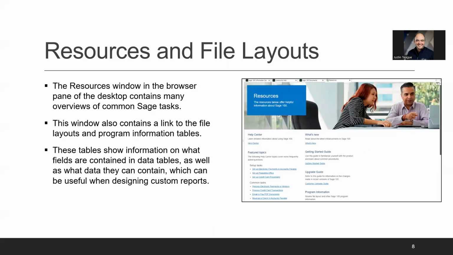The resources window in the browser pane of the desktop contains many overviews of common Sage tasks. This window also contains a link to the file layouts and program information tables. This is probably the most useful link on this page, as it shows the table information, what fields are contained in each data table, as well as what data they can contain, which can be useful when designing custom reports.